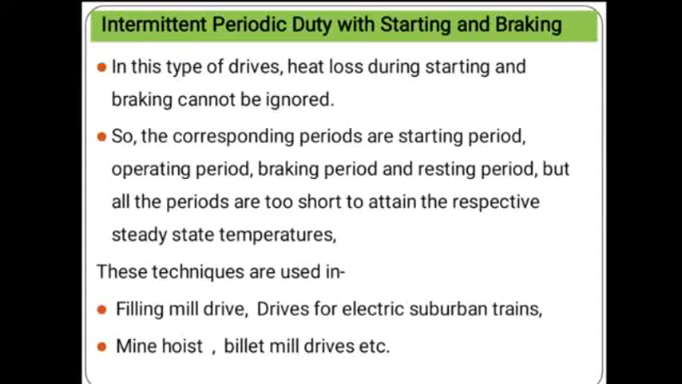But all the periods are too short to attain the respective steady state temperature. So in this type of duty cycle, all periods are too short. This type of motor is used in flywheel drives, drives for electrical suburban trains, mine hoists, ball mill drives, etc. These are the examples of this type of duty cycle.